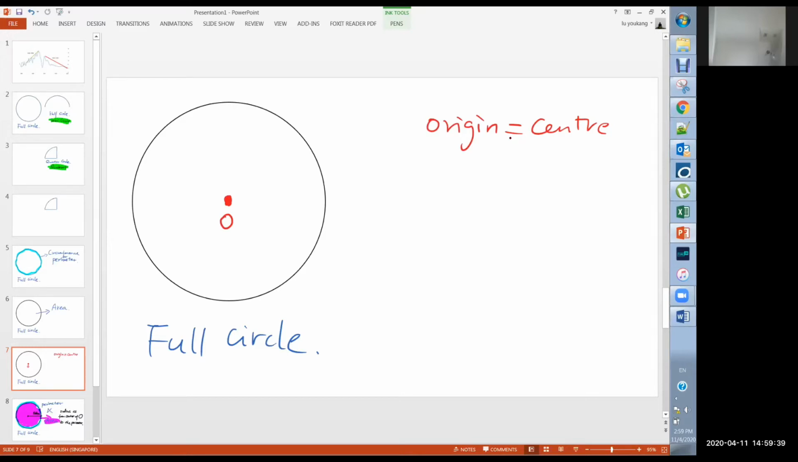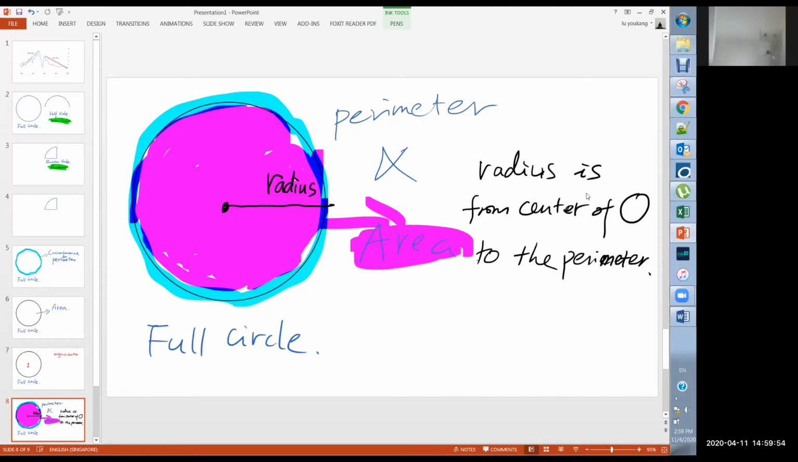Okay, so the radius is... What's the definition of radius? Radius is from the center of the circle to the perimeter. Repeat because I want you to memorize. The radius is from the center of the circle to the perimeter. Very good.